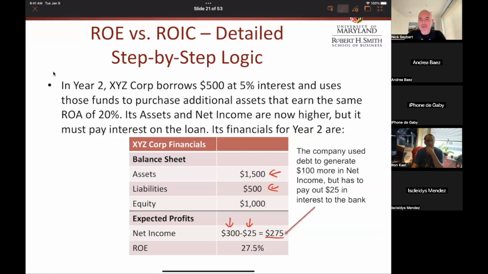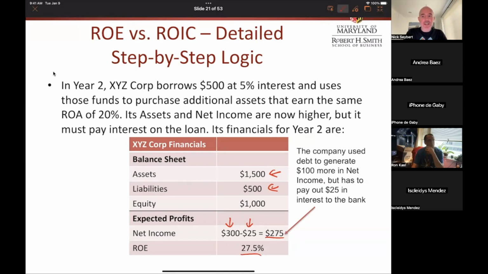So I made the note here. The company used debt to generate $100 more in net income, but it also has to pay out $25 in interest. Okay. But look what's happened, though. We went from an ROA of 20% and an ROE of 20%, to now, that 20% ROA has turned into 27.5% ROE. So there's an extra 7.5% return on equity being generated here as a result of using debt, okay?